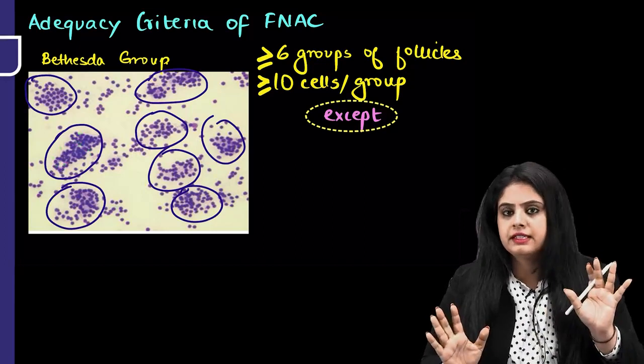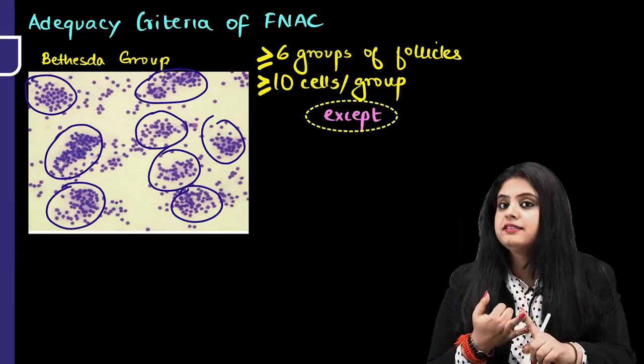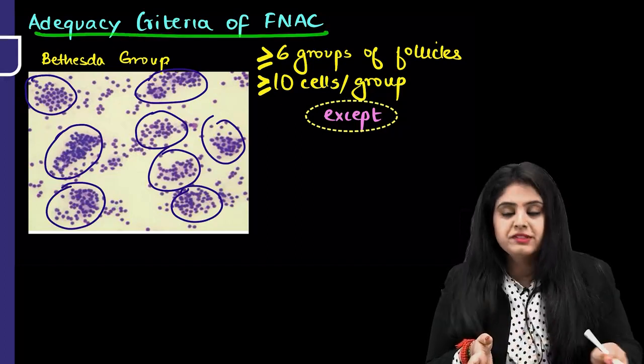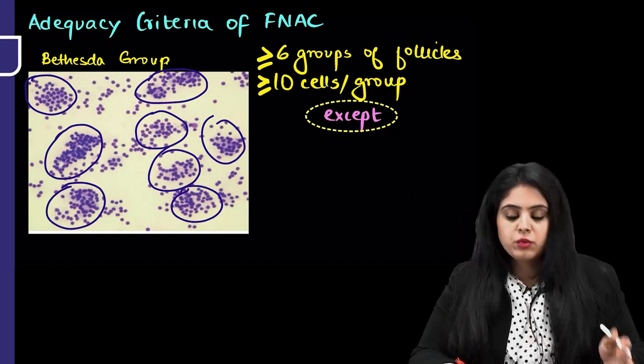So 6 and 10, remember that. 6 means you are supposed to have 6 groups of follicles and you are supposed to have 10 cells per group, and that is the adequacy criteria. However, every adequacy criteria will have an exception, and that exception is what?